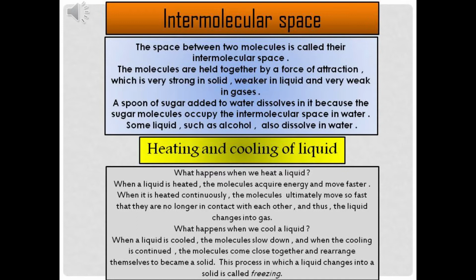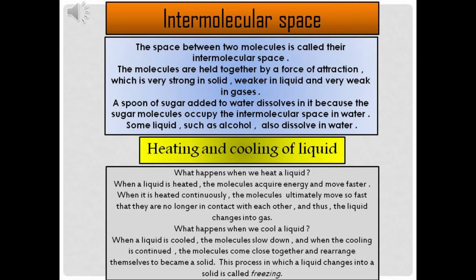Heating and cooling of liquids. What happens when we heat a liquid? When we heat a liquid, the molecules acquire energy and move faster. When it is heated continuously, the molecules ultimately move so fast that they are no longer in contact with each other, and thus the liquid changes into gas.